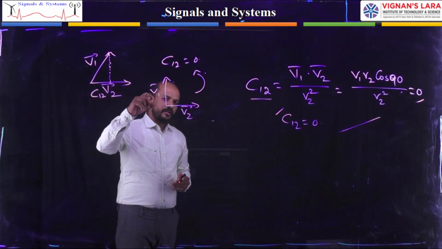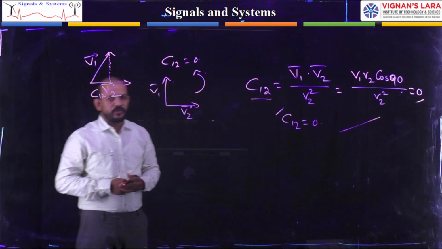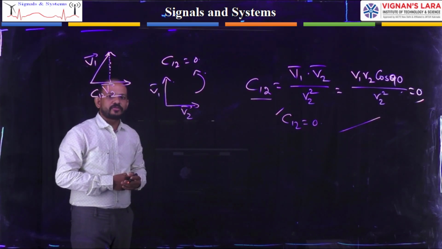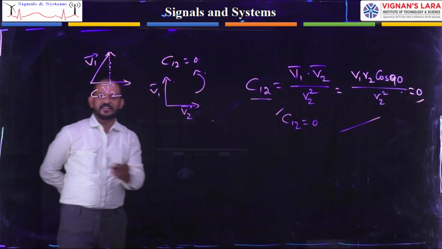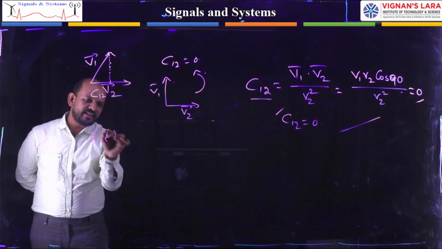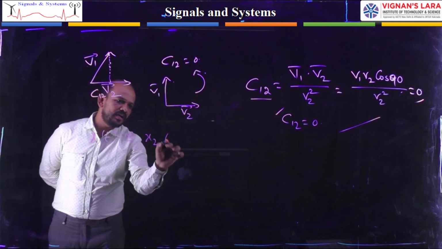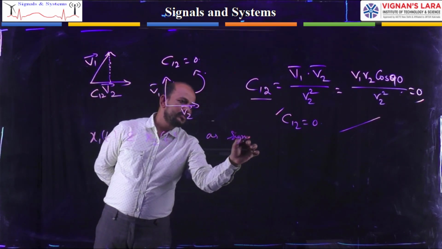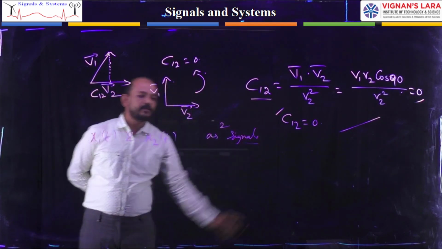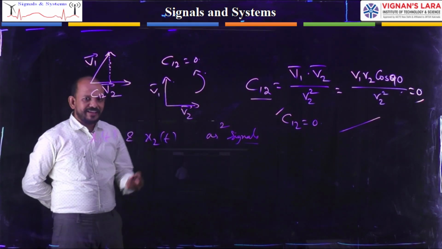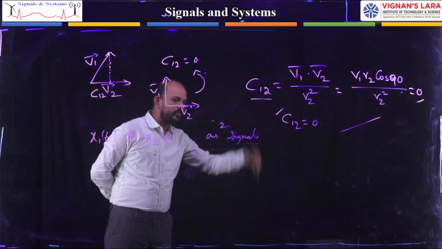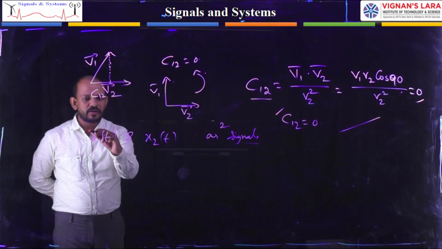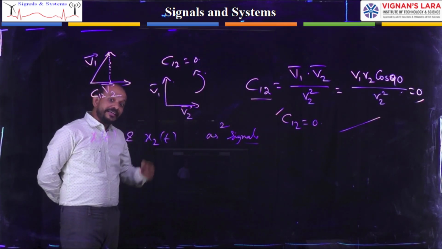Here, I took v1 and v2 as the two vectors. In the same way, I will take x1 of t and x2 of t as two signals. Let us consider x1 of t and x2 of t as two signals. Now I want to represent x1 of t in terms of x2 of t. Can anyone tell me how you can represent x1 of t in terms of x2 of t?